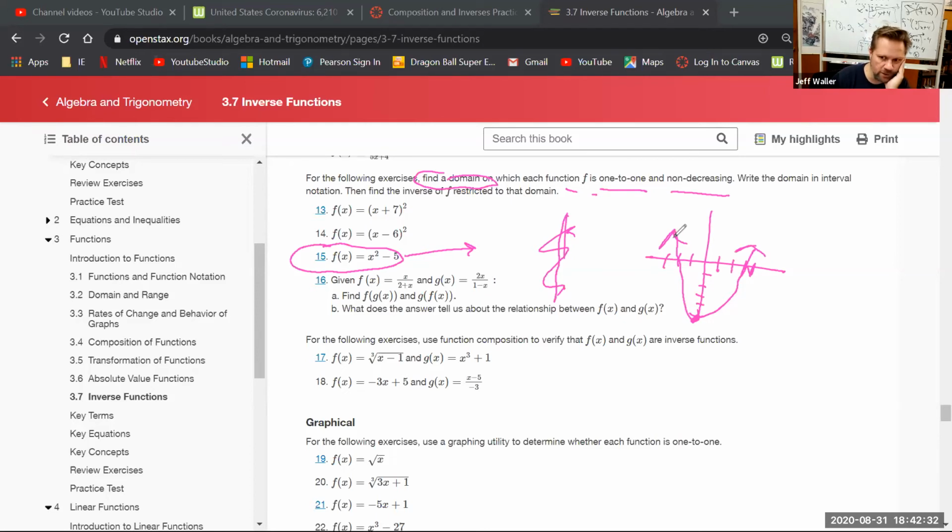So what is it doing here? Is it increasing or decreasing? Decreasing. That's not what it wants. So what part are we going to kill? It has to be one side of the turning point, right? Because it doesn't pass the horizontal line test because of the mirror image. So if I kill one of these two sides, it will be invertible. And it wants me to have it non-decreasing. So of course I'm going to kill this side. So now my function is this one.